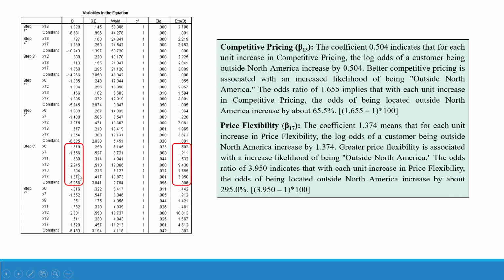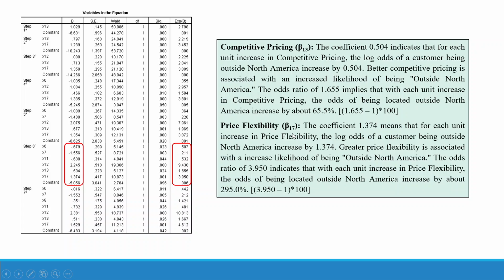Competitive pricing, beta 13, X13, 0.504. The coefficient 0.504 indicates, it is positive, that for each unit increase in competitive pricing, the log odds of customer being outside North America increases by 0.504. Better competitive pricing is associated with an increased likelihood of being outside North America. The odds ratio of 1.655 implies that with each unit increase in competitive pricing, the odds of being located outside North America increases by about 1.655 minus 1, so it is 65.5 percent.